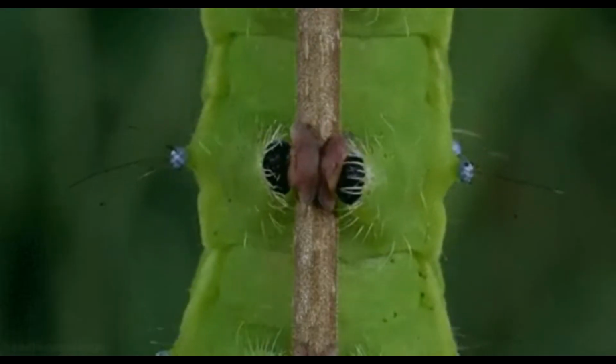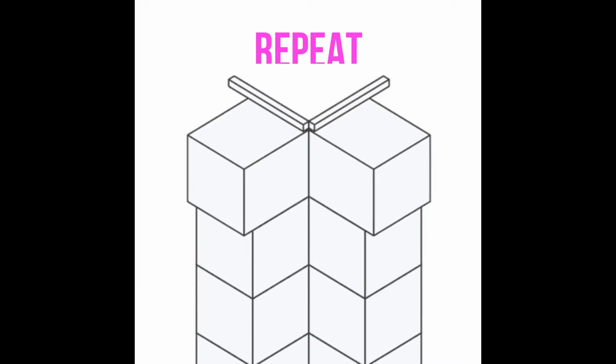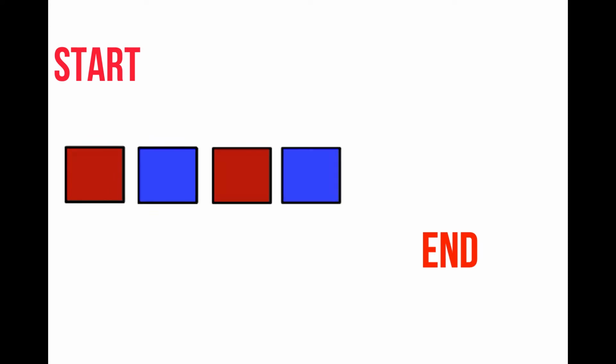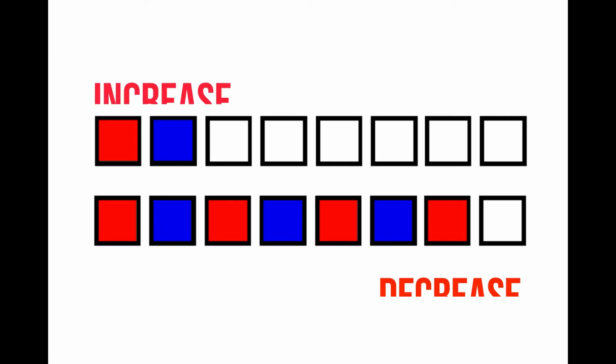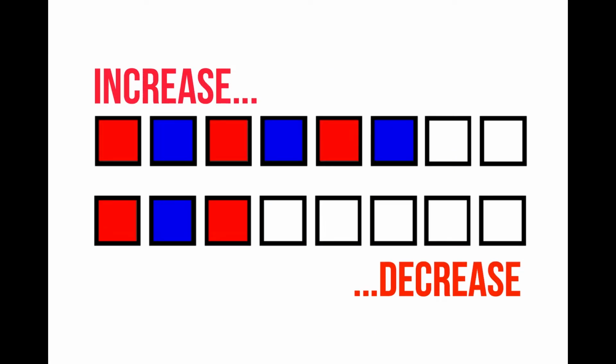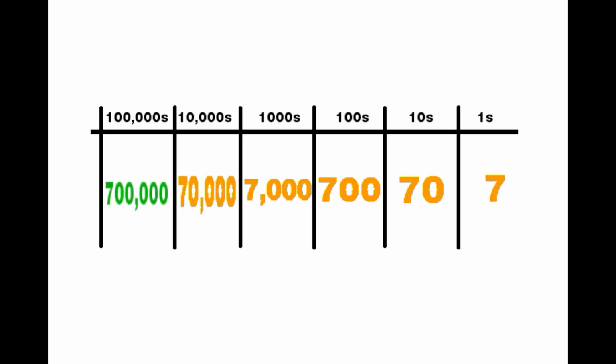Everywhere we look around, there are patterns. But what do we know about patterns? We know they repeat. Some have a start and an end, and some don't. They can increase and decrease. And often, when we work with numbers, we see that patterns will form.